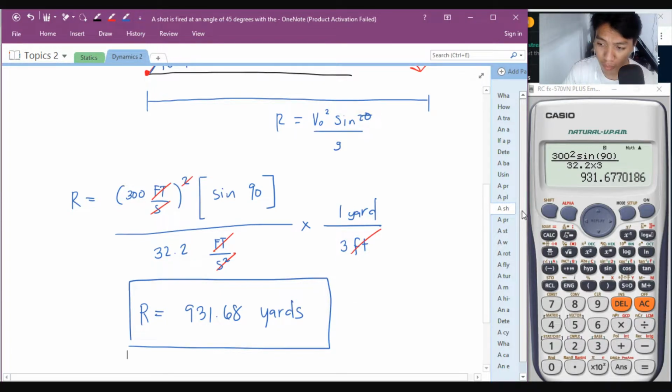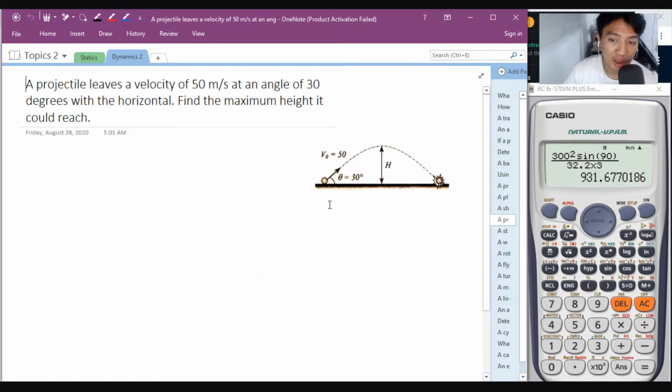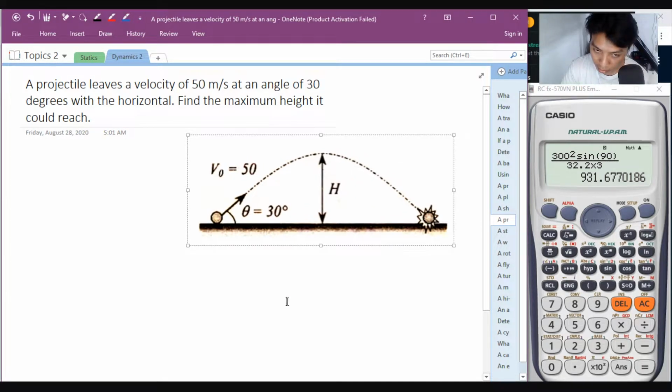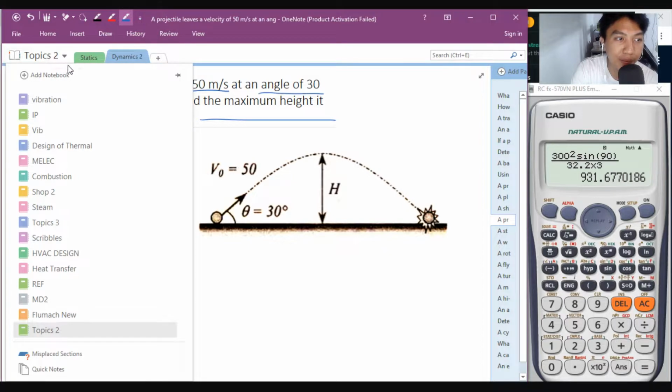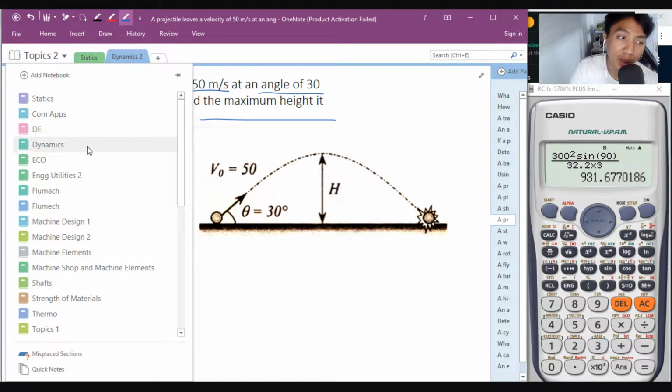Next one. A projectile, there's the illustration of that, leaves at a velocity of 50 meter per second at an angle of 30 degrees with the horizontal. Find the maximum height it could reach. So, for the maximum height, we do have a formula with that. So, we can solve it directly.